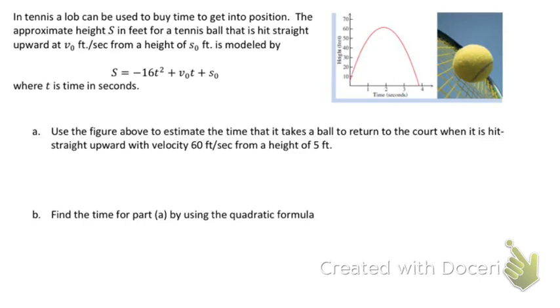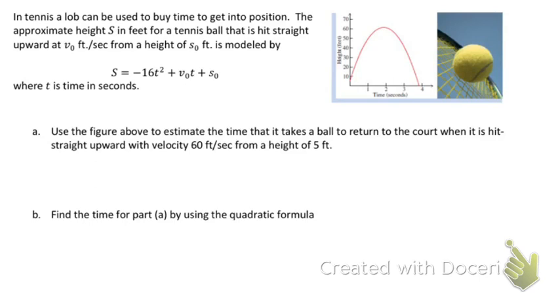So in tennis, a lob can be used to buy time to get into position. The approximate height s in feet for a tennis ball that is hit straight upwards at a velocity v sub 0 feet per second from a height of s sub 0 feet is modeled by this equation.